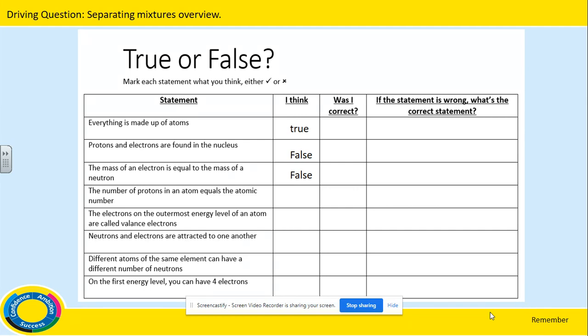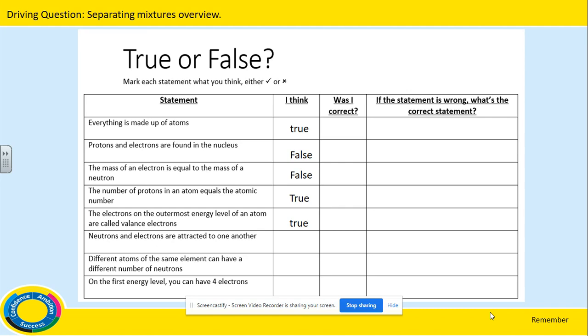Statement number 4. The number of protons in an atom is equal to the atomic number. True. Always remember that the atomic number is always equal to the number of protons and also equal to the number of electrons. If you did get this right, you write yes. If not, tick no and write the correct answer.